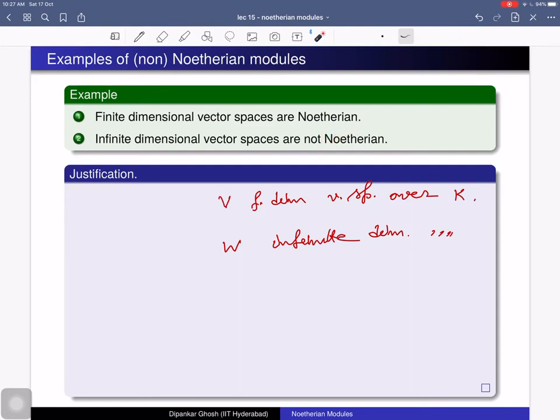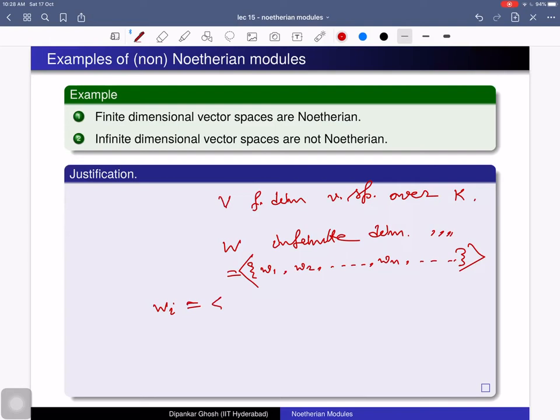And you can verify the other conditions also. For example, you can have a non-stationary ascending chain of submodules of W. Suppose we have a basis, let's say w1, w2, and so on, wn, and so on, an infinite set. Then you can consider this non-stationary ascending chain.